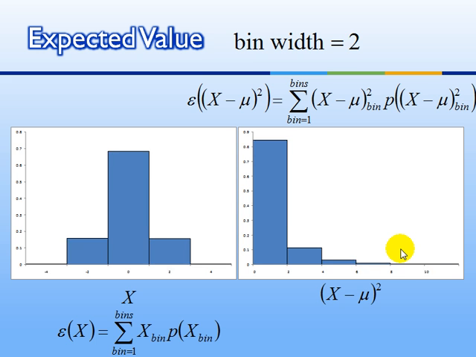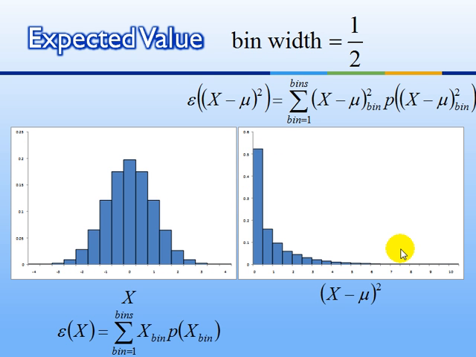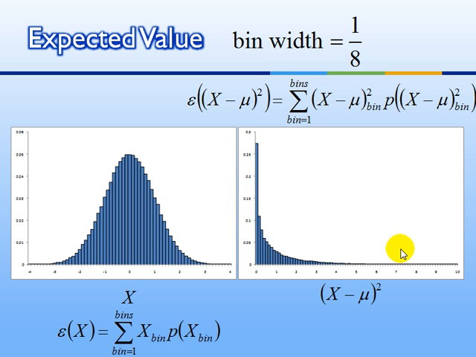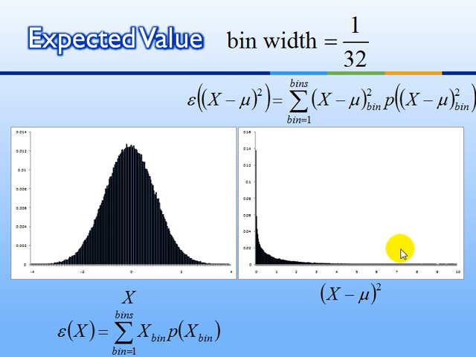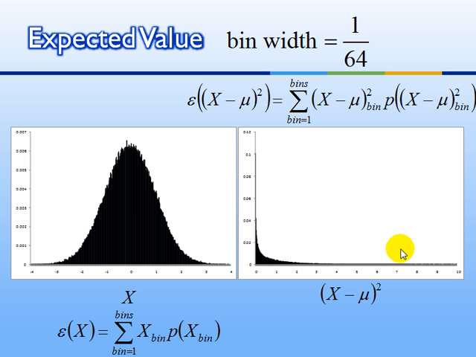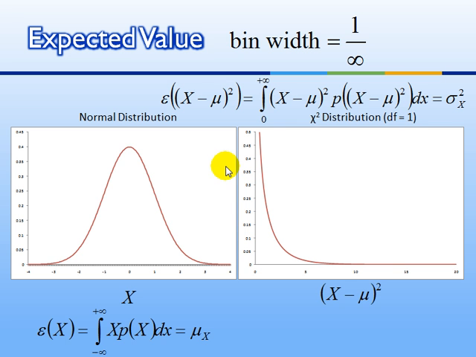So they go from 2 to 1 to 1/2 to 1/4 to 1/8 to 1/16, 1/32, 1/64, and so forth. Eventually, the bins get narrow enough that we can just integrate them into a nice smooth curve like this. Now, this distribution started off as a normal curve, and the distribution for x minus mu squared looks like this. It happens to be something called a chi-square distribution with 1 degree of freedom. I'm not sure about this, but I think that the reason that it's called a chi-square distribution is that you've got an x and it's squared in some fashion.